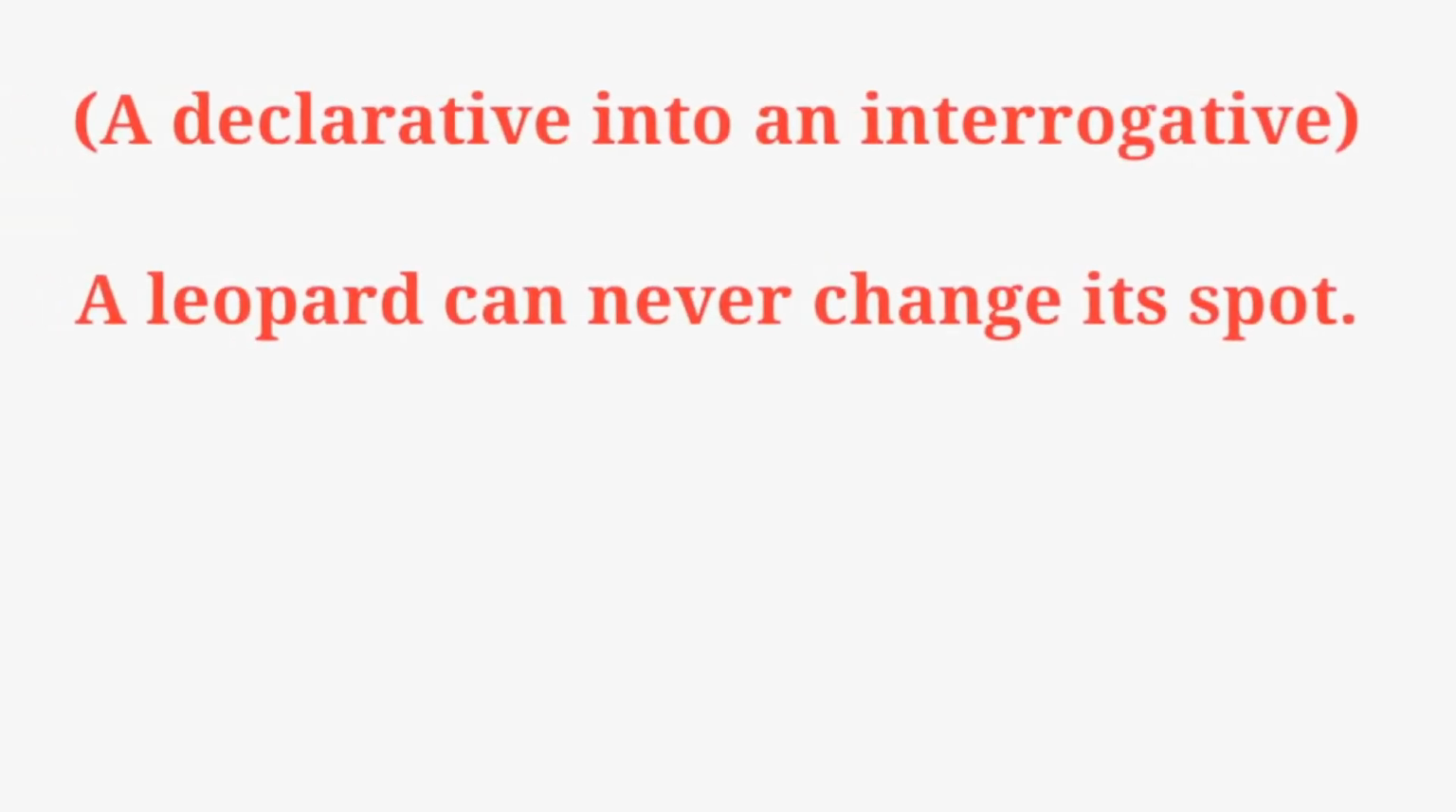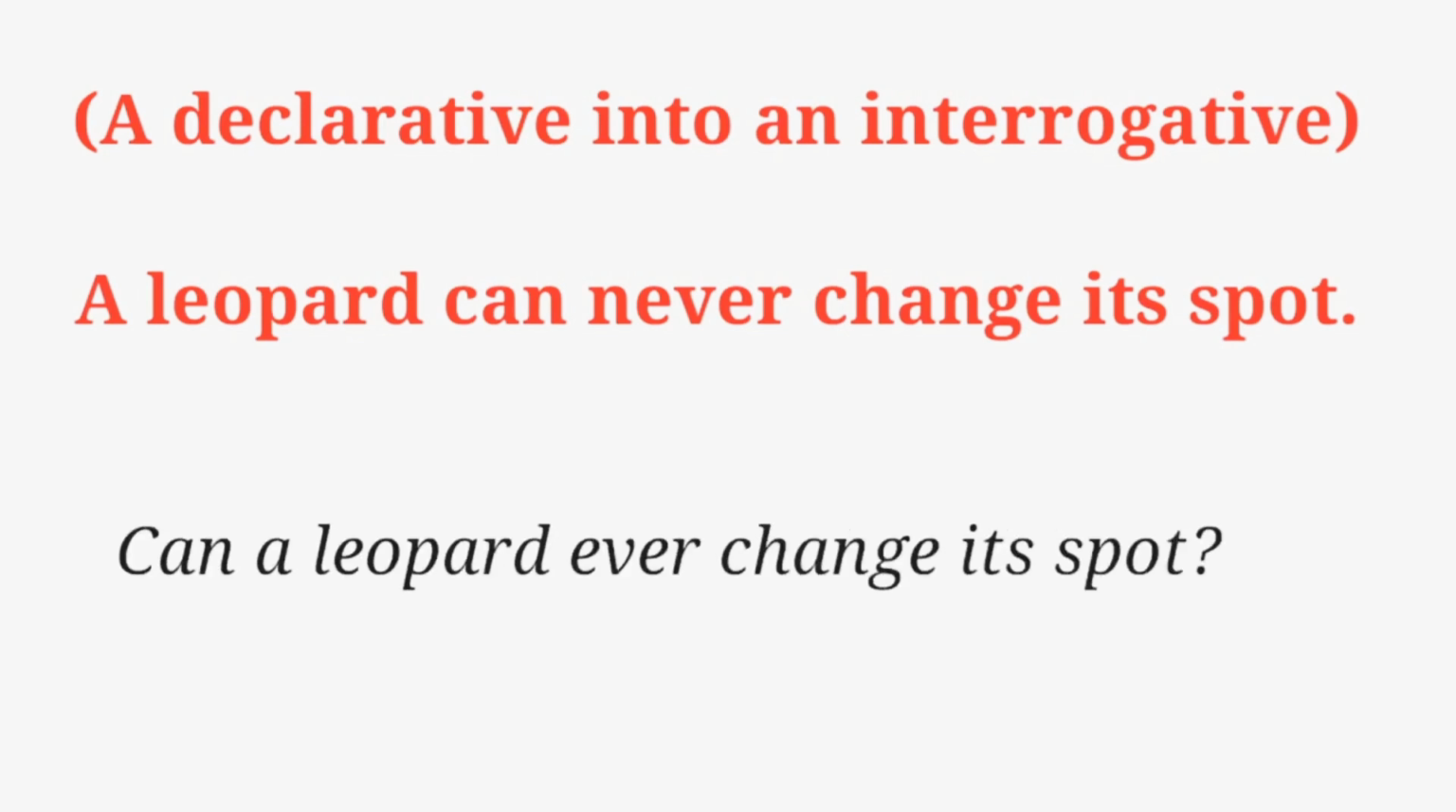Now I have a short exercise for you to learn how we transform one type of sentence into another. So let's start. In the first question, we have to change a declarative sentence into an interrogative sentence. And what is an interrogative sentence? In which we ask a question. So the question is, a leopard can never change its spot. And we have to change it into interrogative. So the answer will be, can a leopard ever change its spot?